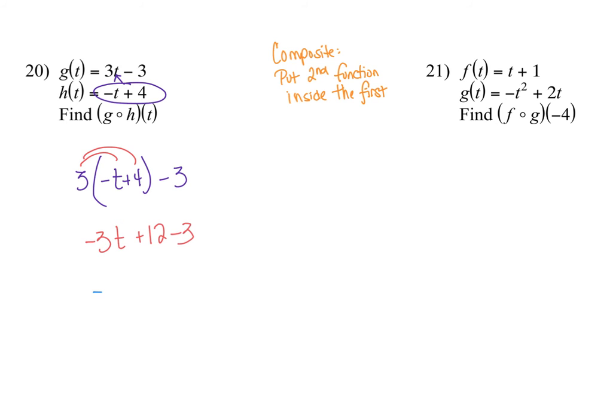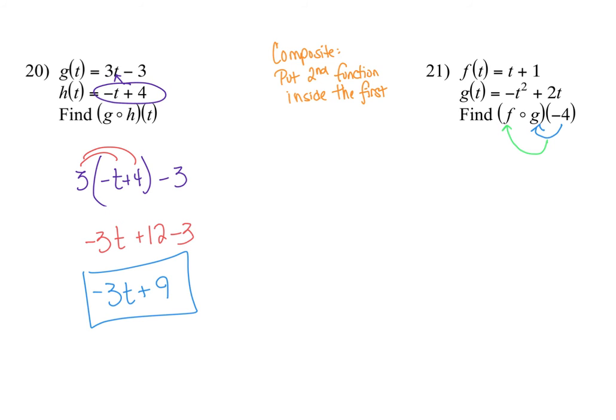And so this composite, the new function, looks like this. I'm actually done with that one. All right. However, when there's a number, you can either do that process and then plug in the number, or you can plug the number into the first function and take that answer and plug it into the next function. So the closest function to the number, plug it in, take that answer and plug it into the further function.